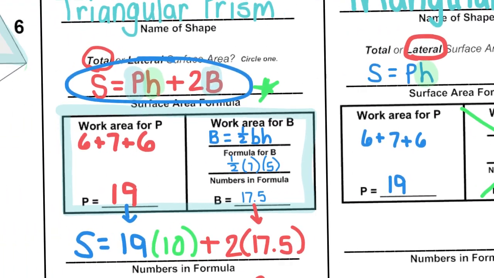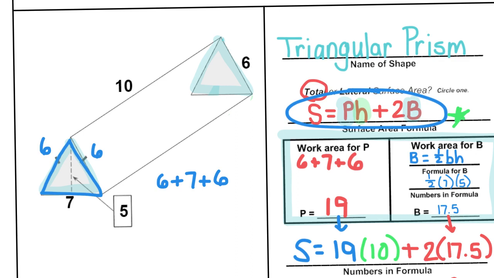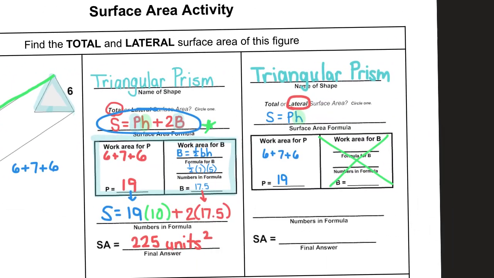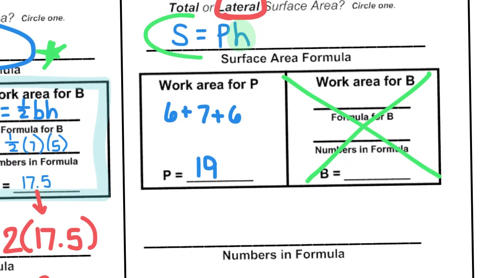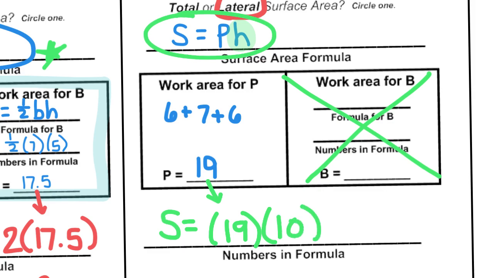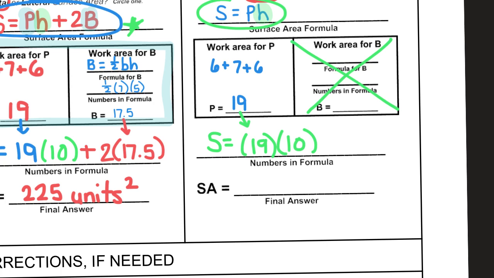Now we're ready to go back and find the height of our prism. The height of the prism is going to be the line connecting the bases. So the lateral height of this prism is 10. Now we're looking at this formula right here where we are substituting the numbers. The surface area is going to be equal to the perimeter. I replace that with 19 times the height, the lateral height, which was 10. So the surface area of the prism is 190 units.